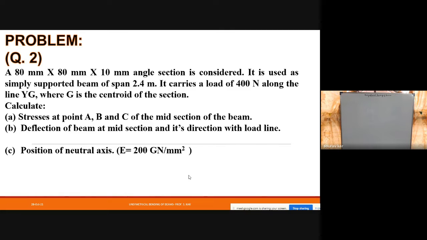An 80 mm by 80 mm by 10 mm angle section is considered. It is used as a simply supported beam of span 2.4 meters. It carries a load of 400 Newton along the line YG. Take all these statements. The question asks for stresses at points A, B, C, deflection of the beam at midsection, and position of the neutral axis. First write down the question.